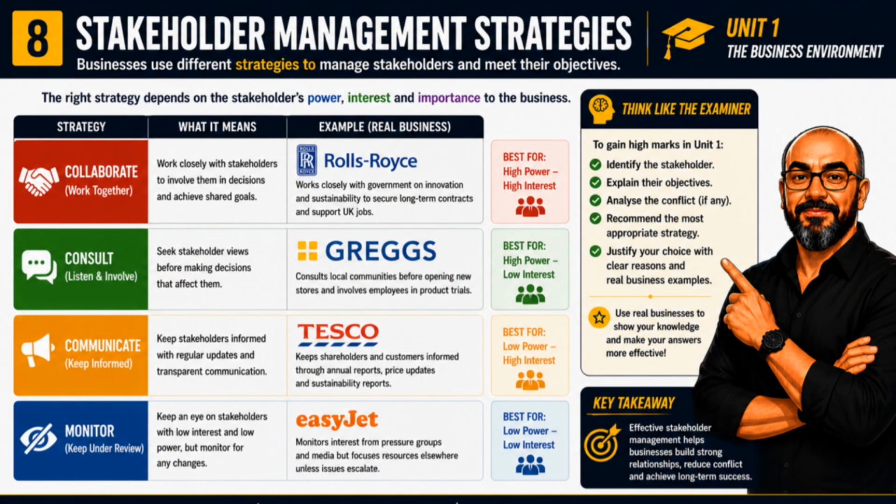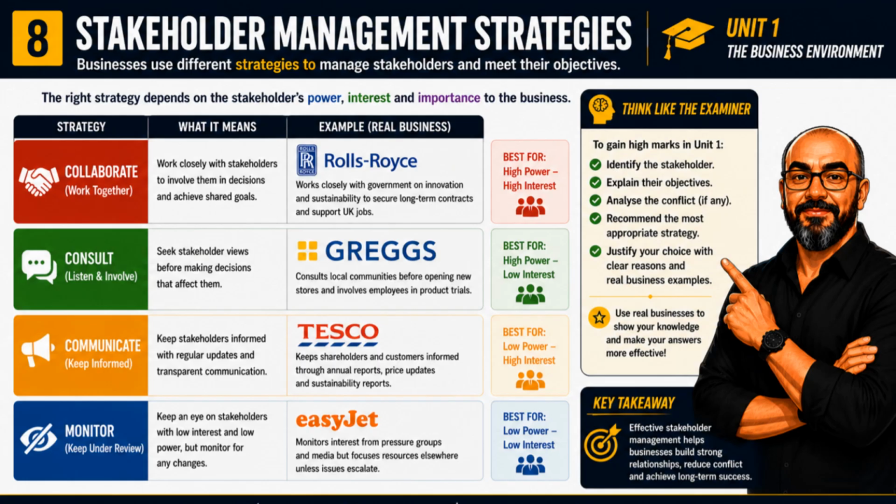So the right strategy depends on the stakeholders' power, interest, and importance. So here we've got the same color schemes of collaborate, consult, communicate, and monitor. It's exactly the same things that we've just gone through, but I've given you real world examples here from Rolls-Royce, Greggs, Tesco, and EasyJet. And these are strategies that are best used for those particular interest groups. So red, collaborate for high power, consult for high power, low interest, communicate for low power, low interest, monitor for low power, low interest. The key thing here is to understand that you need to be learning contextually.